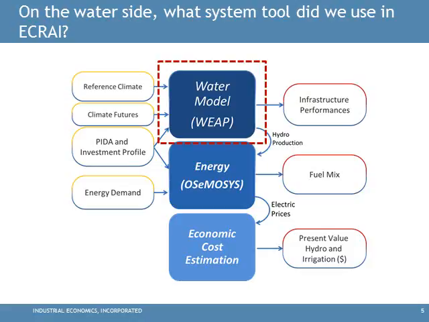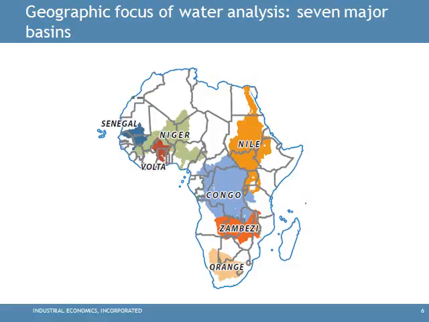The geographic focus of the water analysis is the 7 major river basins shown on this map. It includes the Nile, the Congo, the Zambezi, the Orange, the Niger, the Volta, and the Senegal. Each of these 7 basins has its own WEAP that is available through the data warehouse.